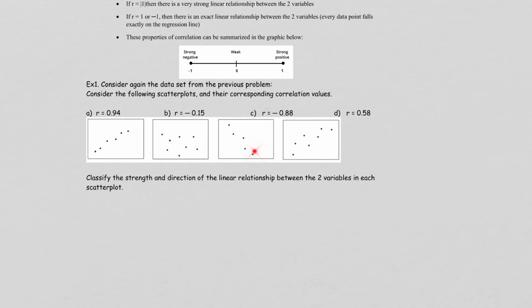This one is -0.88, which is close to -1. So you will say this is going to be a strong negative linear relationship. A negative relationship will give you a decreasing slope, right? Decreasing. This one is going to be 0.58. So you could say this one has a moderate positive relationship.